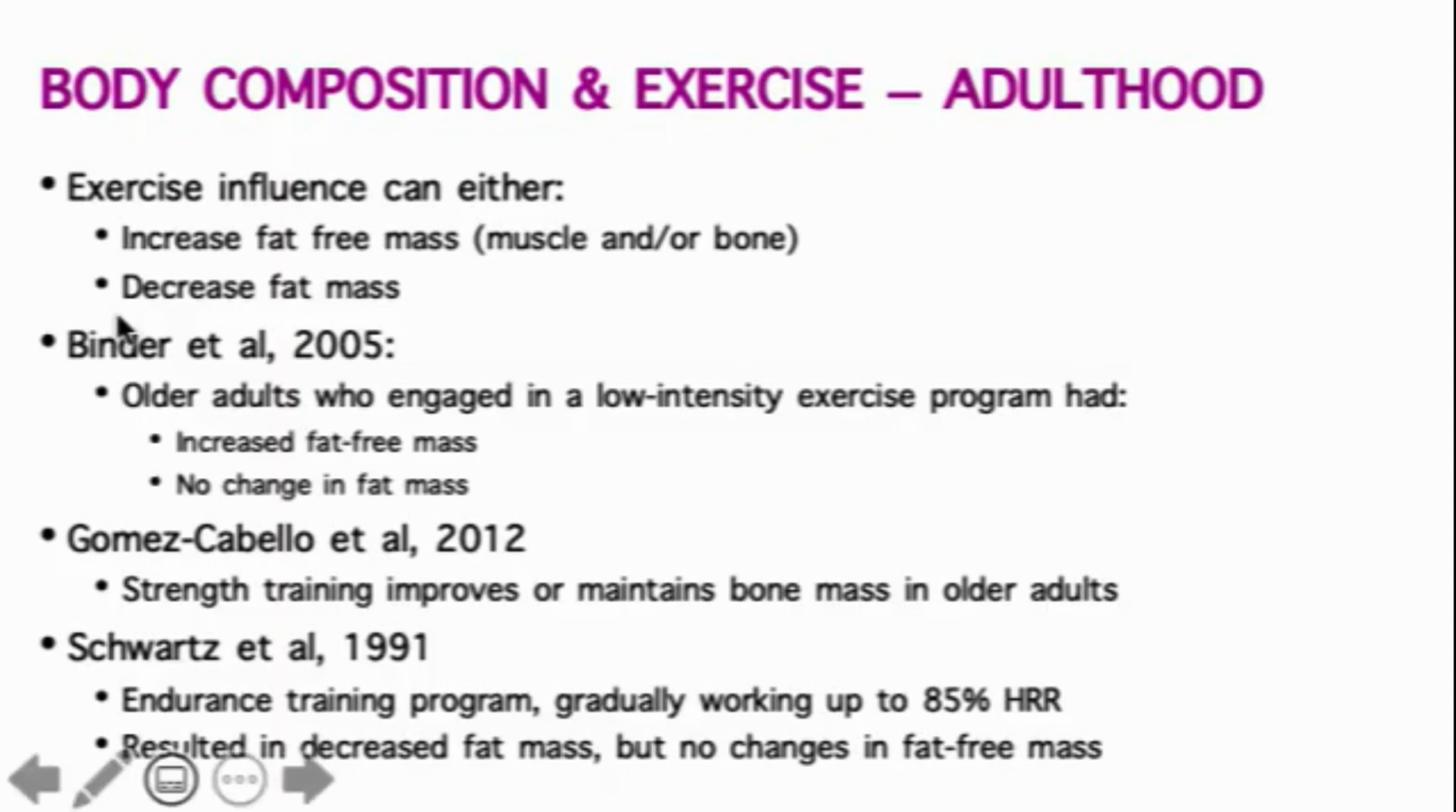There are 3 studies that I wanted to pull out from the textbook. Binder et al. showed that older adults who engage in a low-intensity exercise program increased their fat-free mass but had no change in fat mass. Okay, so they increased their muscle mass and their bone mass. So low intensity might be good maybe for people who have osteoporosis, maybe, right? But they didn't have a change in fat mass.